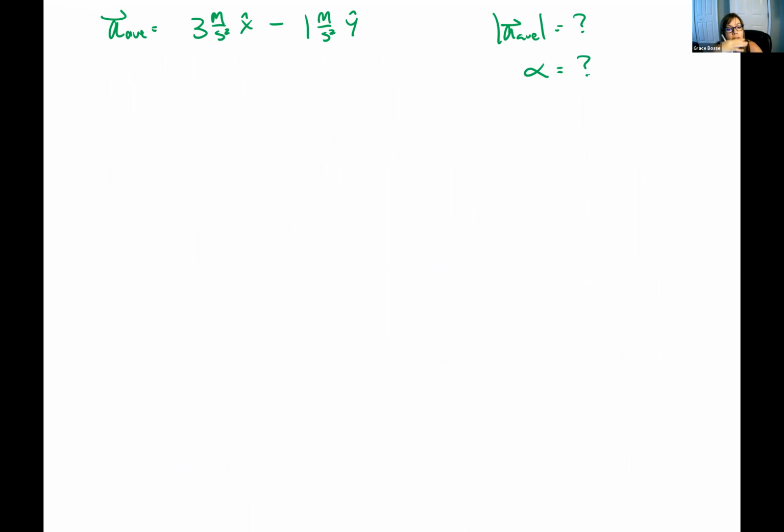When you're looking at vectors written in component form, alpha is the angle that it makes with x hat when it's drawn on its tail. So really what we're looking for is alpha. Let's first calculate the norm. The norm of this vector is going to be the square root of the vector dotted with itself.